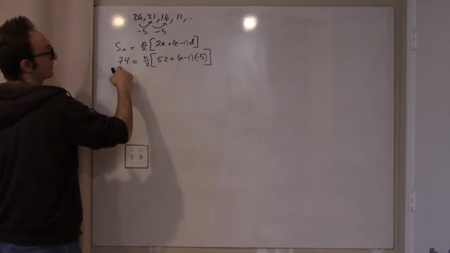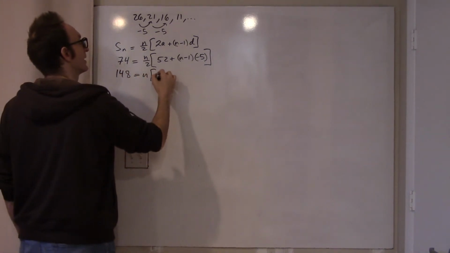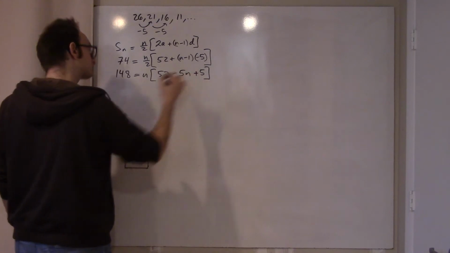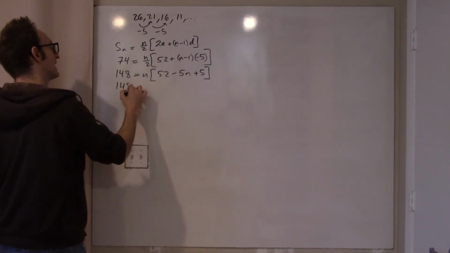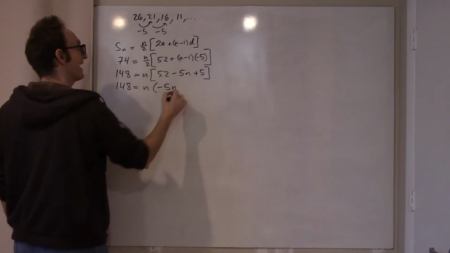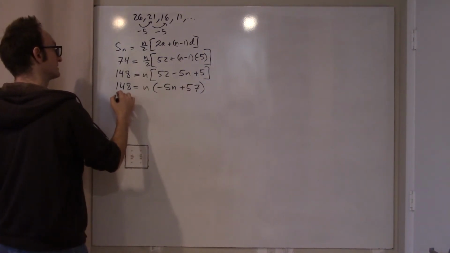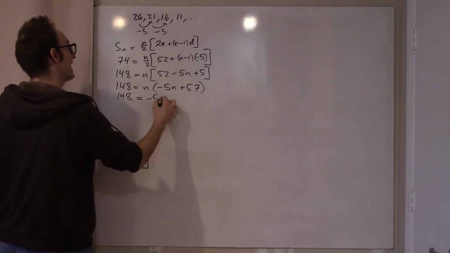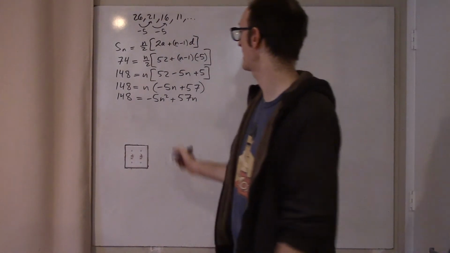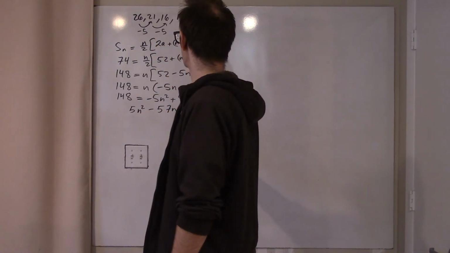74 times 2 is 148, yeah? And this is n times, what do I get here? 52 minus 5n plus 5. Okay, so 148 is n times negative 5n plus 57. So what I get is 148 is negative 5n squared plus 57n. And okay, I guess I can solve this. It's 5n squared minus 57n plus 148.